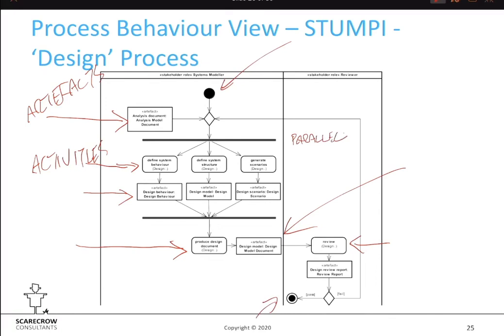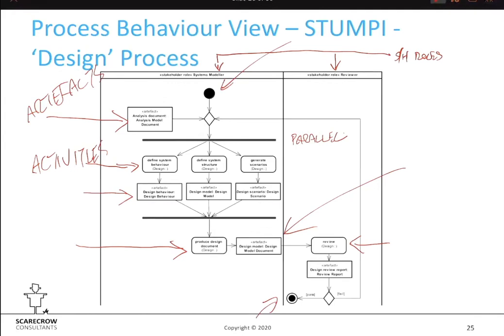And importantly, you'll see we've got the swim lanes here, and they're the stakeholder roles responsible for those activities. So I can see in my design process, most of the work is the responsibility of the systems modeler, but the review of the design model is the responsibility of the reviewer role. This one's only got 2 stakeholder roles. Some processes have many more. This is a relatively straightforward process.